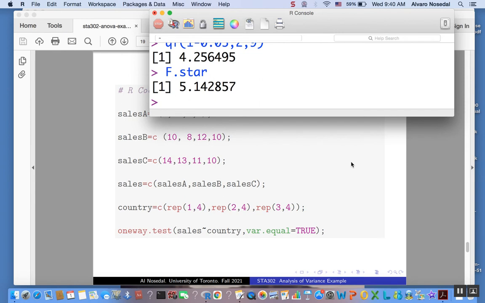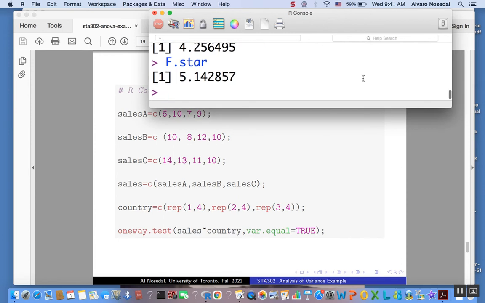Now, finally, let me show you a way of doing this kind of analysis of variance, an ANOVA, using R. Let's just copy paste this. These are the first 4 observations, the ones that come from country A, then the next 4 from country B, and the last 4 from country C. We paste them together using the c function, so the sales vector is going to be 12 by 1.